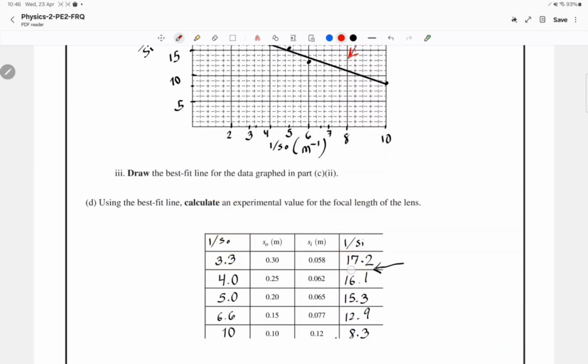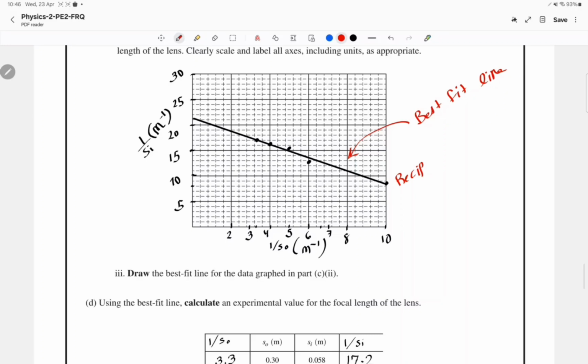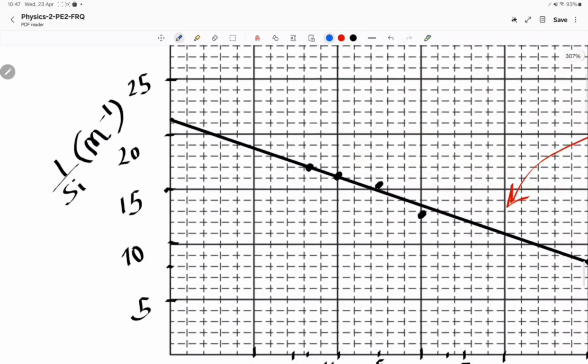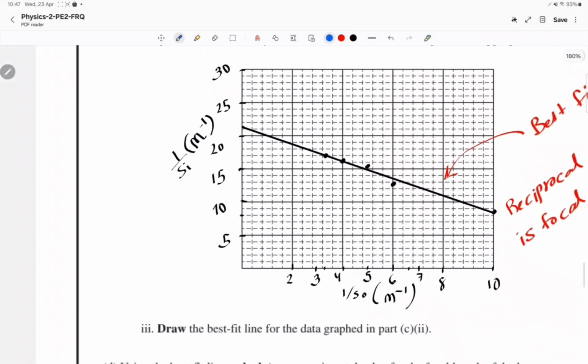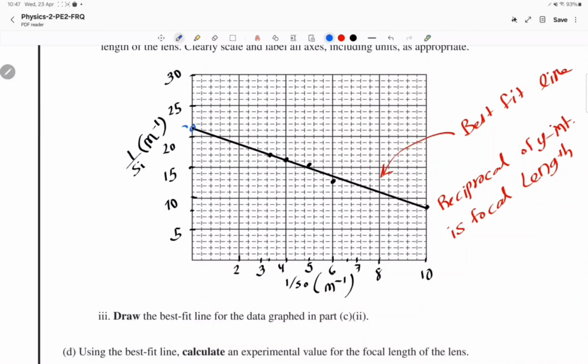And now they're saying to calculate the value of the focal length. Like we already said, the reciprocal of the y-intercept, which physics will call the vertical intercept, same thing, is the focal length. So now you should go and see where the graph was hitting the y-axis, and you should just reciprocate that. At what point is the line hitting the y-axis? That's like a 21.2, right? Kind of, yeah. You don't have to be super accurate.